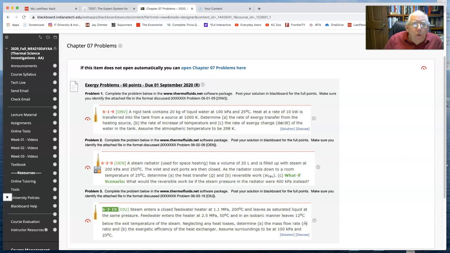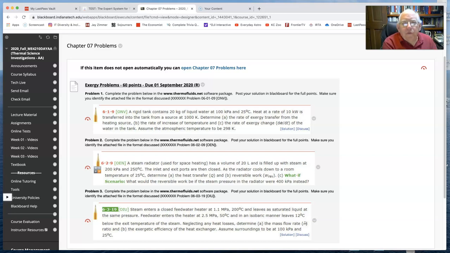So the first problem that we're going to solve is problem number 619, ONV. In this particular case, we have a rigid tank containing 20 kilograms of liquid water at a pressure of 100 kPa and at a temperature of 25. Obviously, at those pressures and temperatures, we do know that liquid water would be the preferred phase.